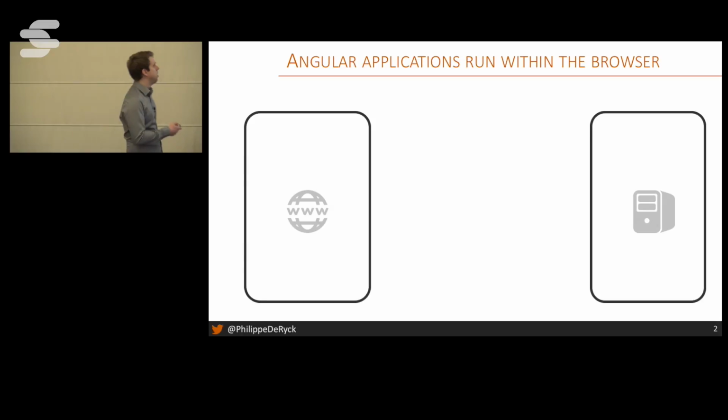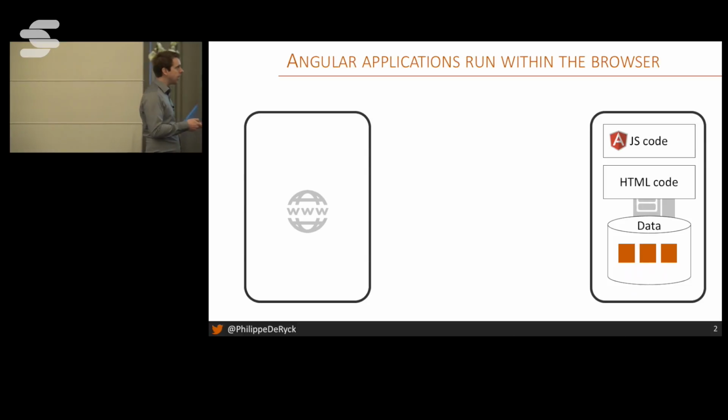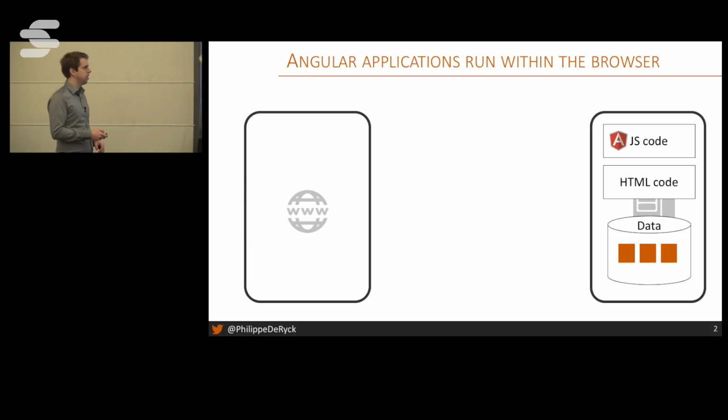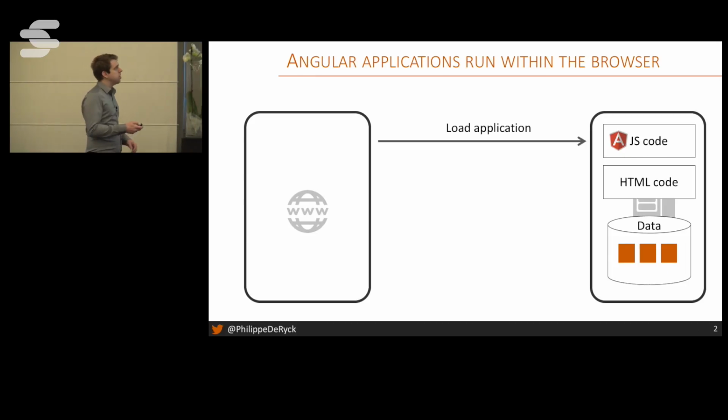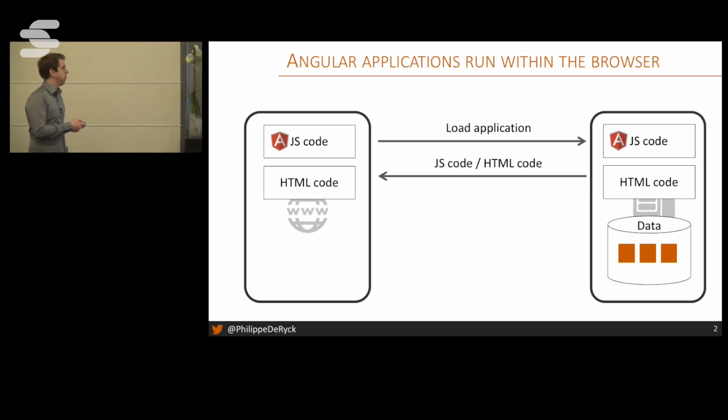With an application, when you have a browser and a server, essentially you have some Angular code, or Ember, or React, or whatever. You have some HTML code, and you have a database somewhere, probably an unsecured MongoDB, something like that, sitting on the web. What happens is, first of all, you load the application, and you get all of this code. Once this is loaded, you have an application running in the browser.